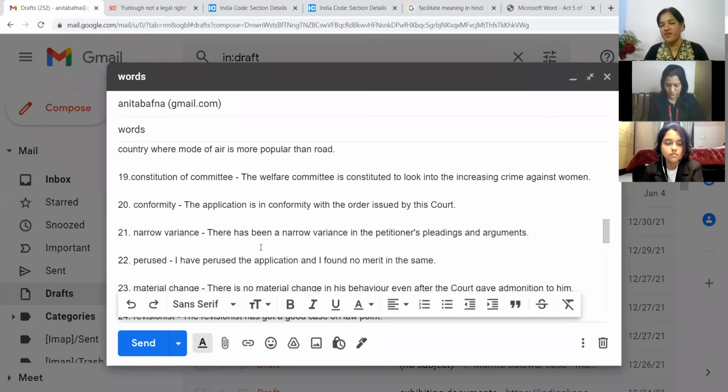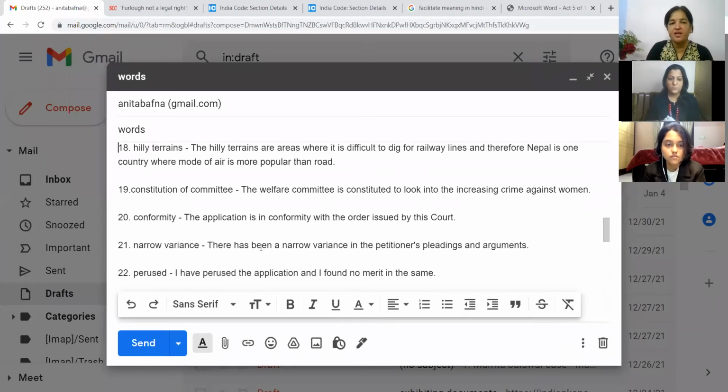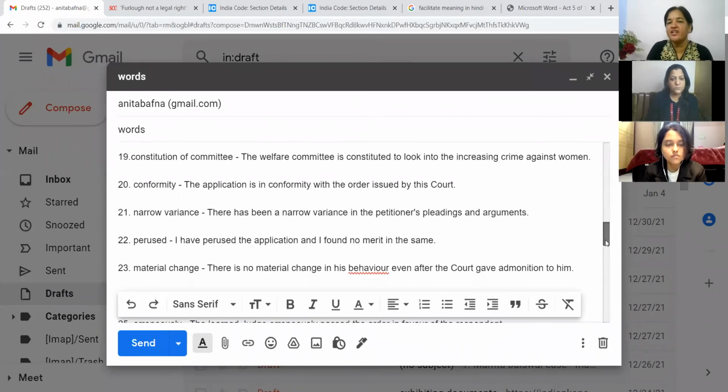Peruse, very popular word in legal vocabulary. I have perused the application and found no merit in this case. Normally judges use करते हैं. I perused your application, there is no merit in your case, therefore dismiss.